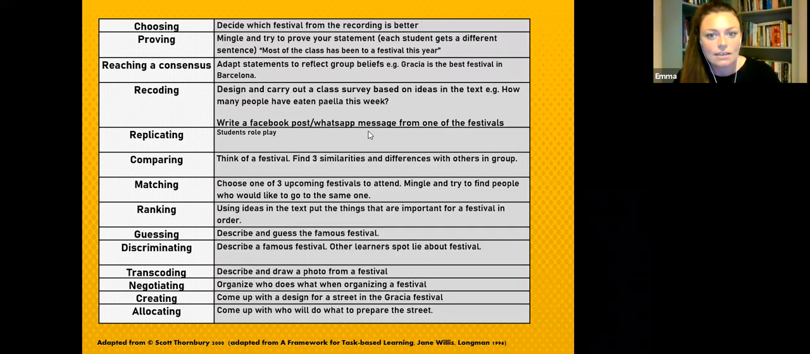And if you were doing something festival related, here's an example for each of these types of productive task. Here is what the lesson might be. That makes sense. So you wouldn't do all of these things, but you could do a couple of them. And any one of them would be a very authentic, productive task. And extremely productive as well. They would produce a lot of language.